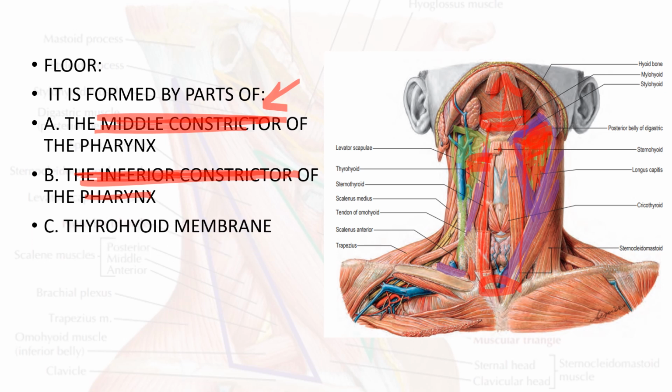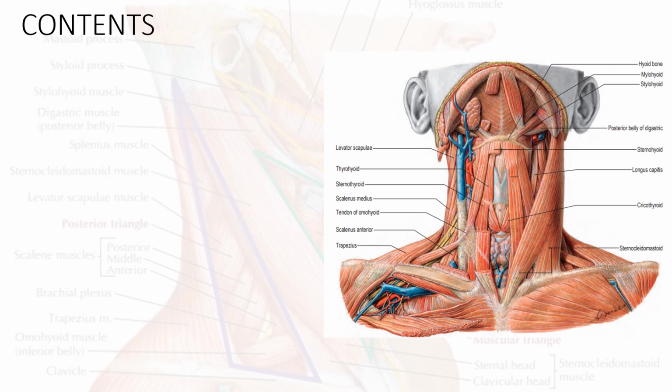Also we have the thyroid membrane. Here we have the hyoid bone. Here we have the thyroid cartilage. In between these two we have a membrane that is known as thyroid membrane. So this will form the floor.